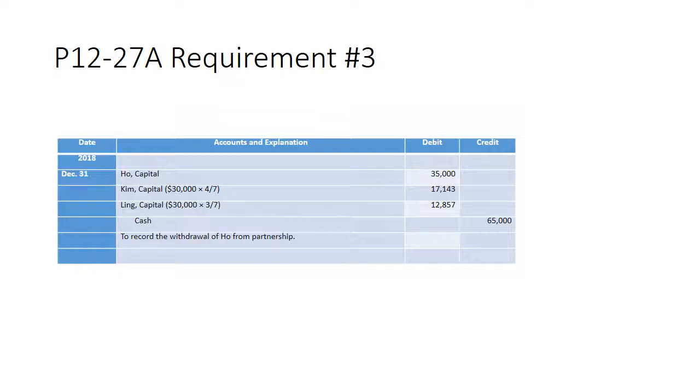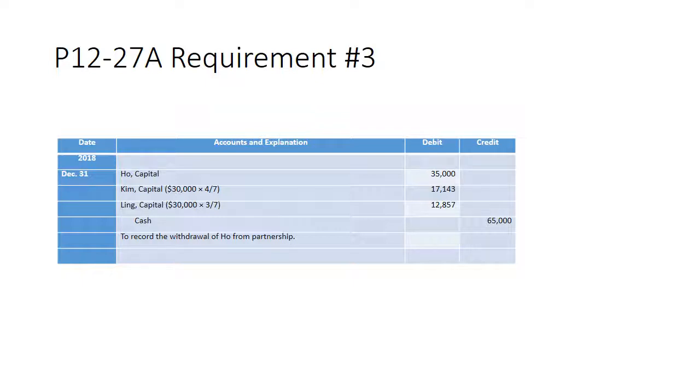In requirement 3, the partnership agrees to pay Ho $65,000 for her book value in equity, which is only $35,000. Okay, why would they do that? Maybe they really want her out of there. We'll take a hit. We just want her gone. She's terrible. Okay, there's many different reasons, but think of it that way. So they're going to credit cash. They gave her 65 grand. Don't let the door hit you.